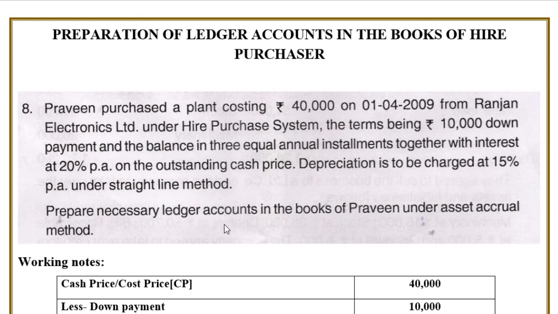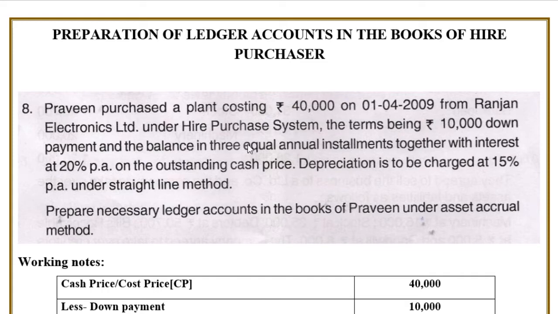The necessary ledger accounts means we usually prepare 4 accounts. One is the asset account, which in this question means the plant account. Second will be the vendor account, here the vendor will be Ranjan Electronics Limited. Third will be the interest account, and fourth will be the depreciation account. Now let us go with the first part, the calculation working notes.